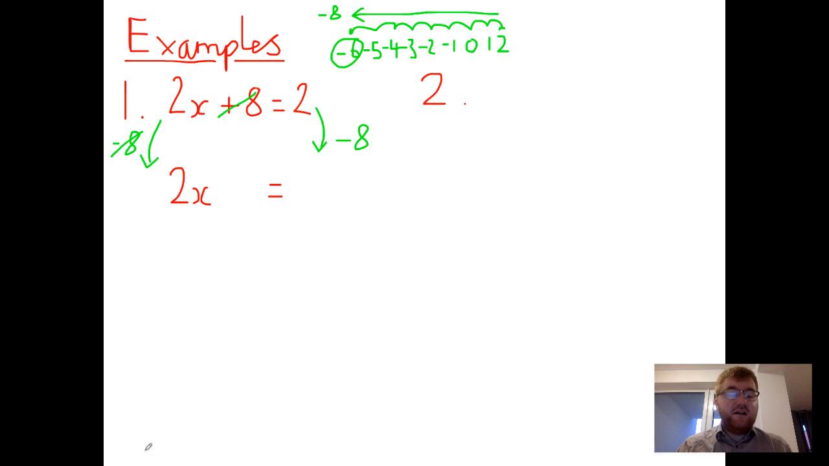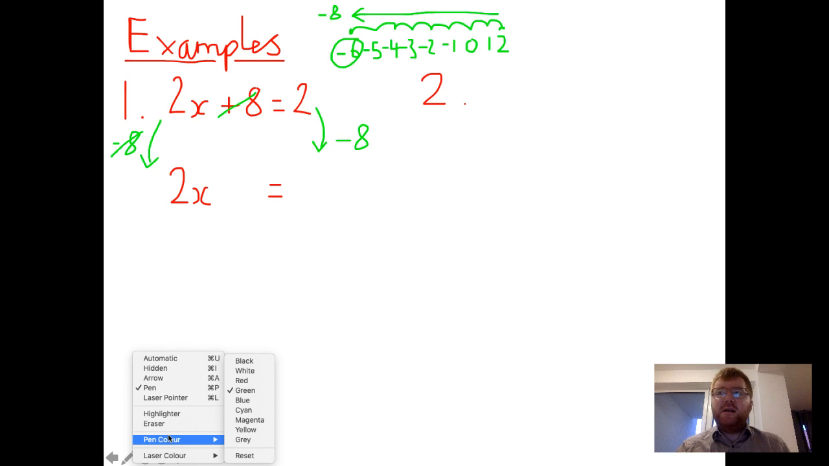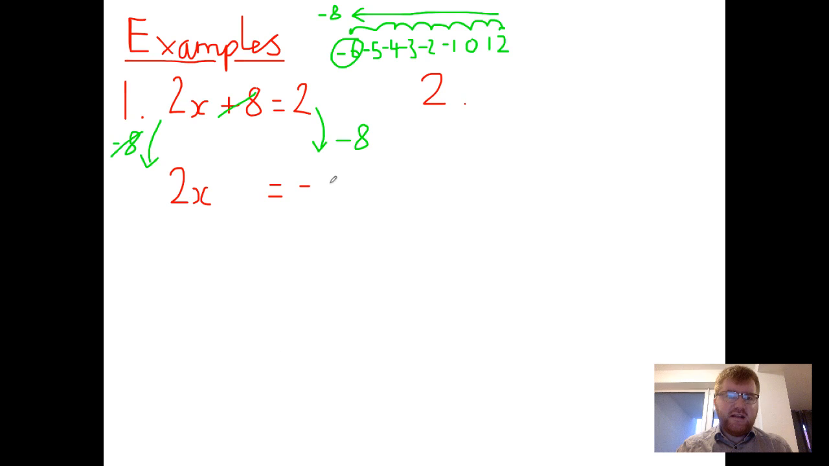So notice our answer here is a negative number, because we're minusing a bigger number from a smaller number. So we get here minus 6. If you're not sure about that, go through what I just said in the last 30 seconds, 1 minute, and make sure you're happy with why this is minus 6.